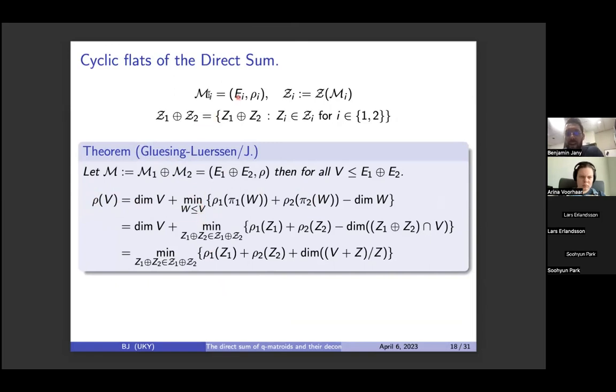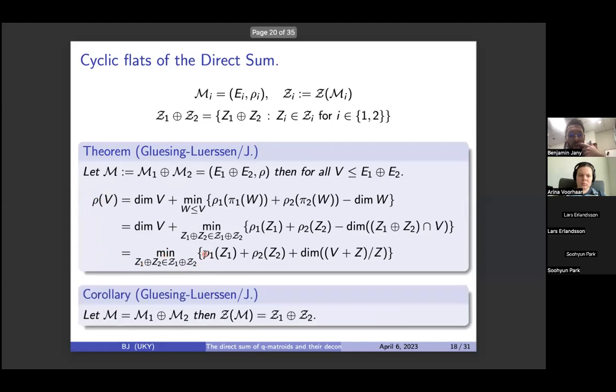Now, using the cyclic flats of each component of this direct sum, we're in fact able to rewrite this rank function by considering the minimum over the spaces of the form Z1 plus Z2, where Zi is a cyclic flat of Mi. Okay. And then by just rewriting slightly, we get the following expression for the same rank function, which, if you compare to the previous slide, seems really similar, right?